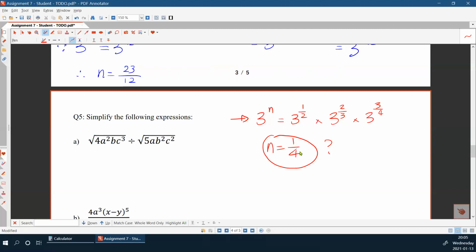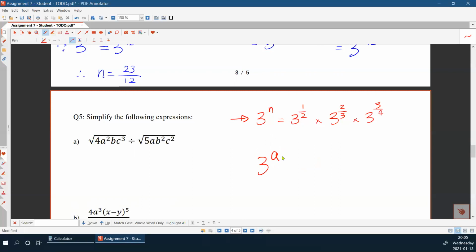N is 1/4 because 3 and 3 cancels out. 2 and 2. Oh, you do this like this. Okay, I see. All right, let me show you why this doesn't work.